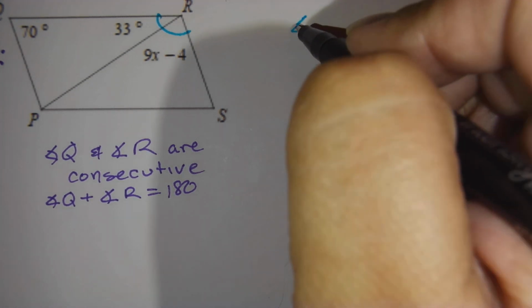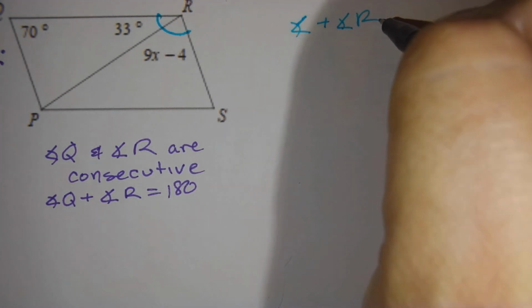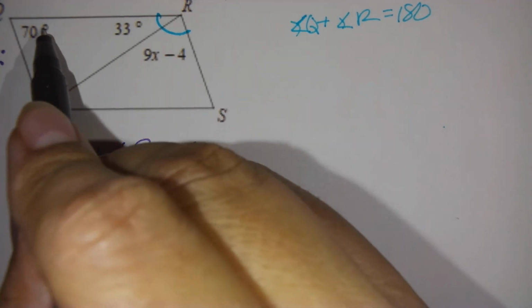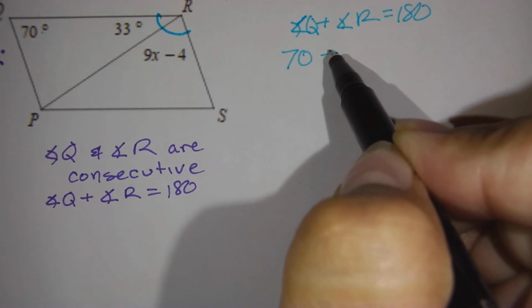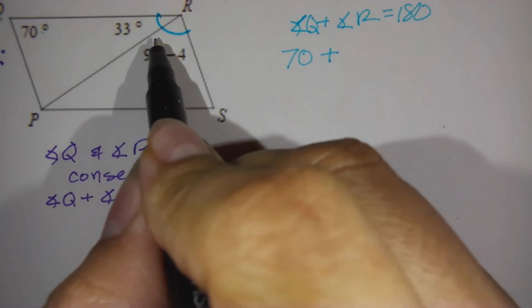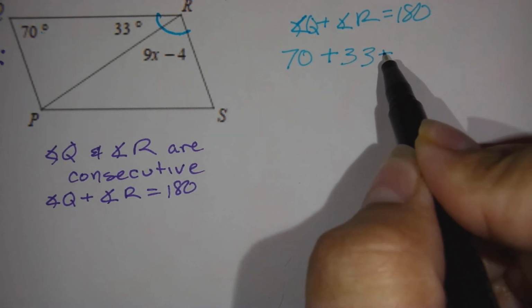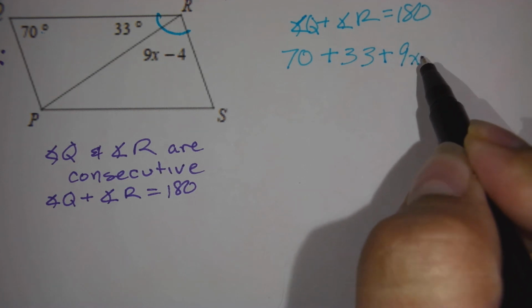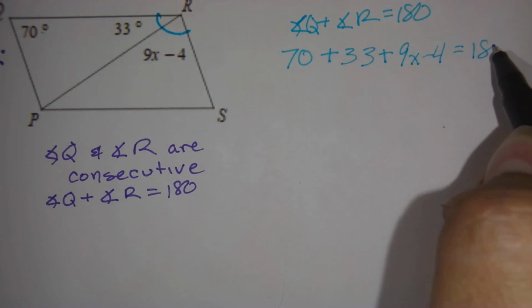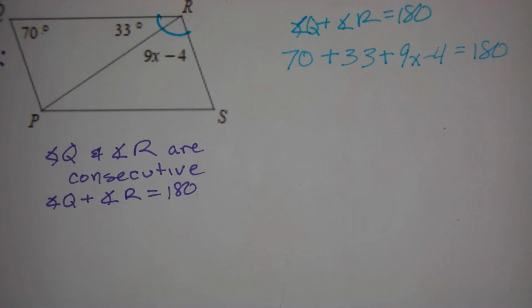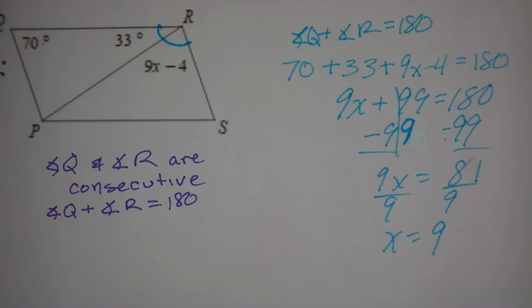So I know that angle Q plus angle R is equal to 180. Well, angle Q is 70. And angle R has two pieces. So I'm going to make sure I put those in there. 33 plus 9x minus 4 equals 180. Again, remember, these two pieces equal angle R. So now I can go ahead and solve. All right. You've solved and you get x equals 9.